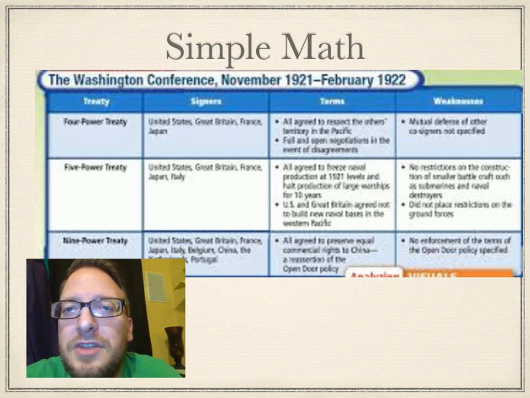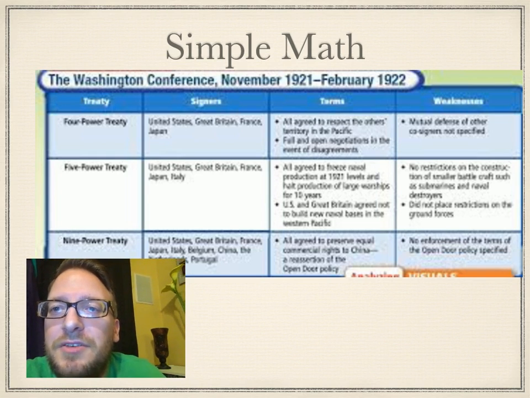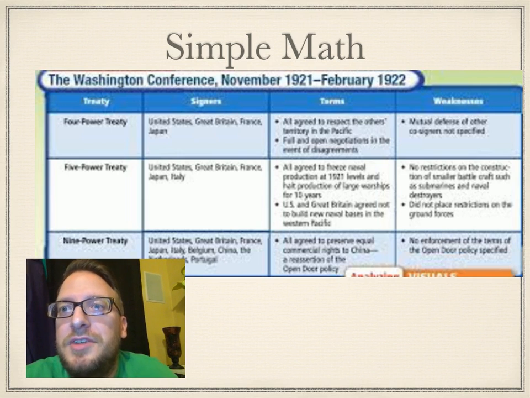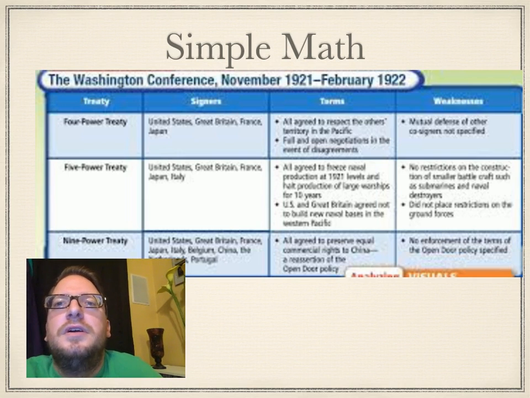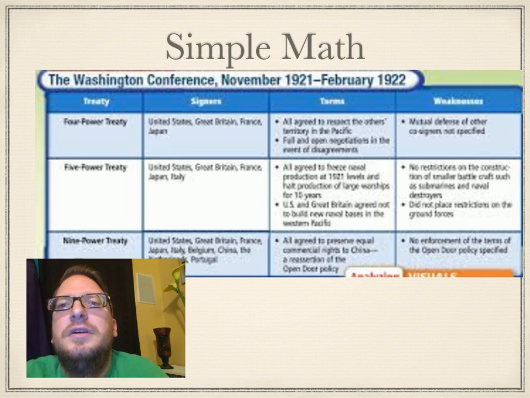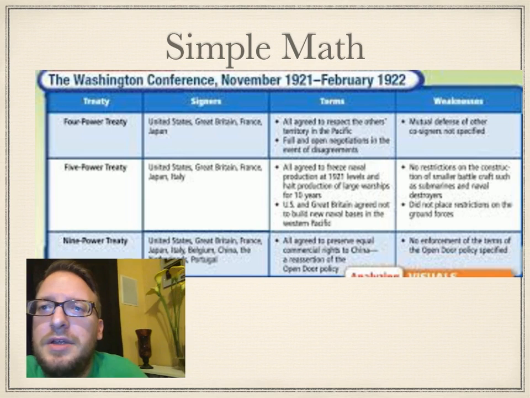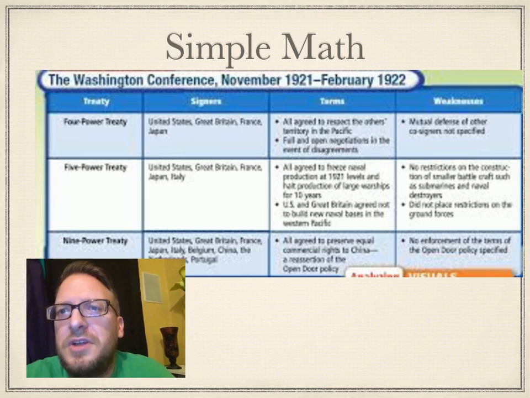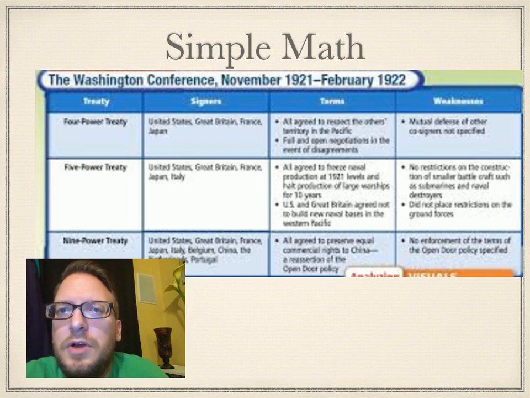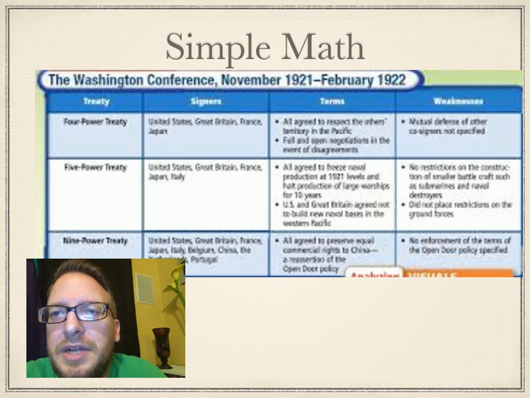Now, in the 4-power treaty, it's the U.S., Britain, and France, and everyone basically agreed to what you had in the Pacific. We had the Philippines, France had Indochina, Great Britain had Singapore and Hong Kong, and Japan had their little stuff as well. Then we had the 5-power treaty.